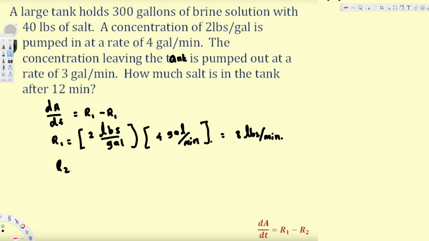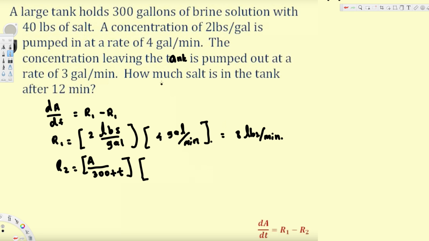Now to find R2, since R2 is changing, we cannot use this 40 pounds, so we use a general number, let's say A. This is an unknown value. And also we cannot take 300 gallons, because the pumped in rate is 4 gallons per minute, but the pumped out rate is 3 gallons per minute. So each minute, 1 gallon is increasing. So we put 300 plus t right here, meaning as the minutes increase, this is going to increase. And this is our concentration.